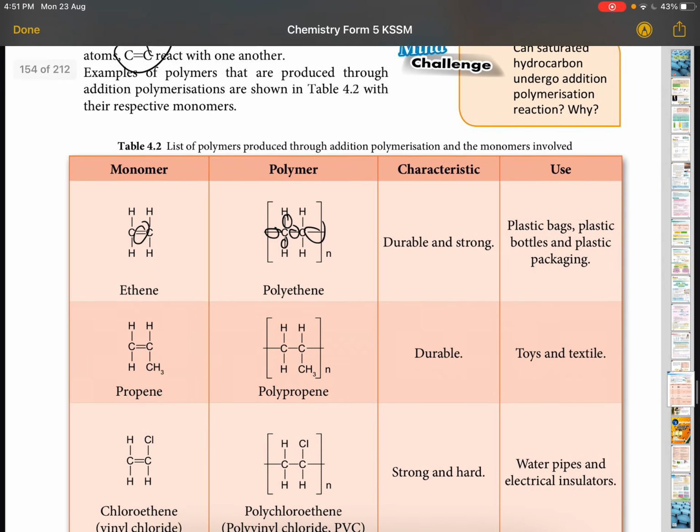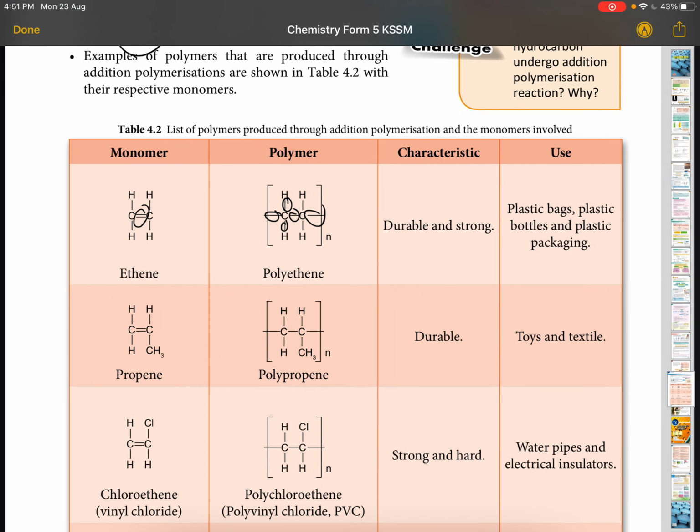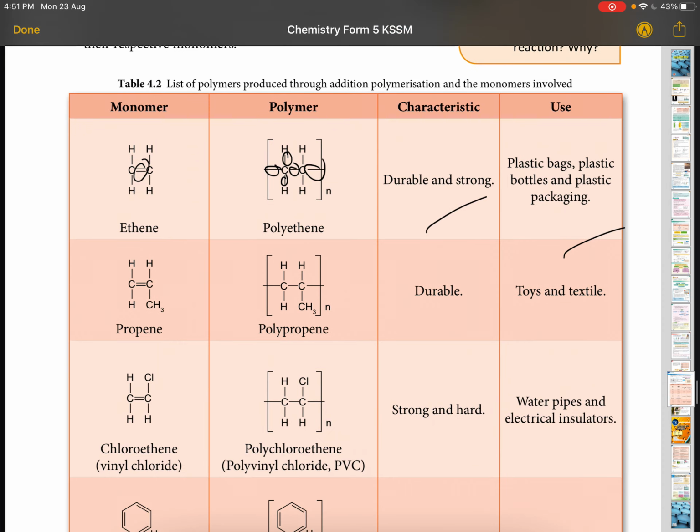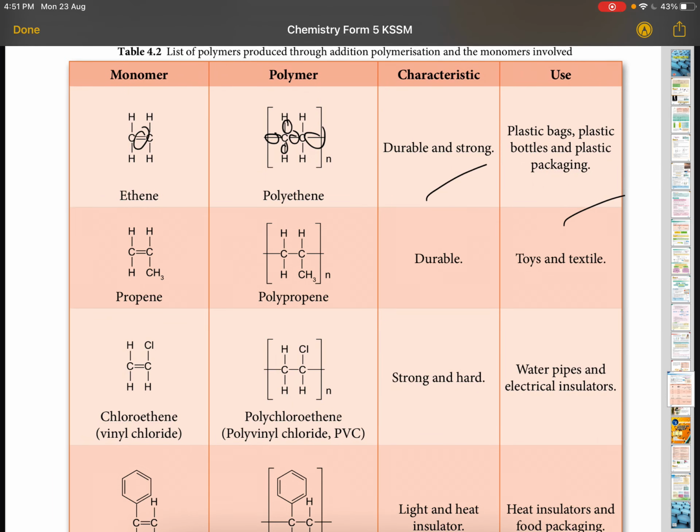So the uses, I'm not gonna talk much about them: durable and strong, plastic bags, plastics. Okay, I might talk about propene and butene. Remember that in the last exam, they actually talked about butene, polybutene.